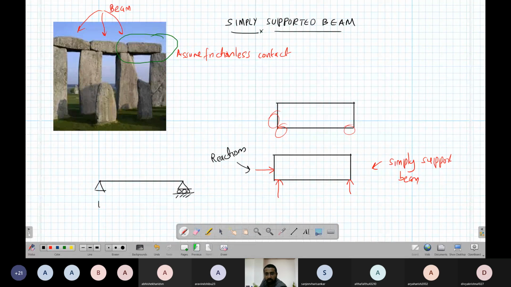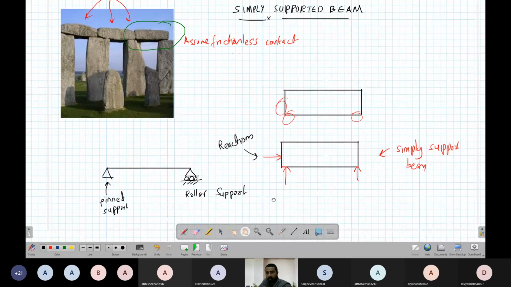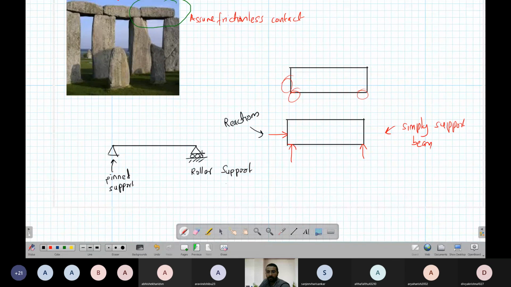Okay, so this is what is known as a pinned support. It is called pinned because it can give two reactions. This is what is known as a roller support. Roller support.